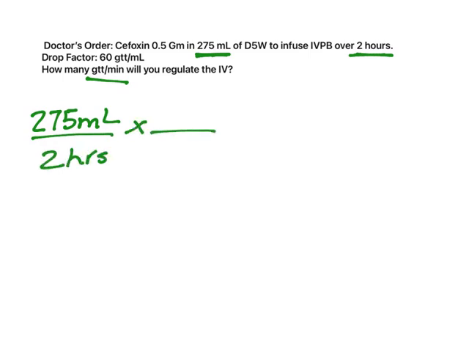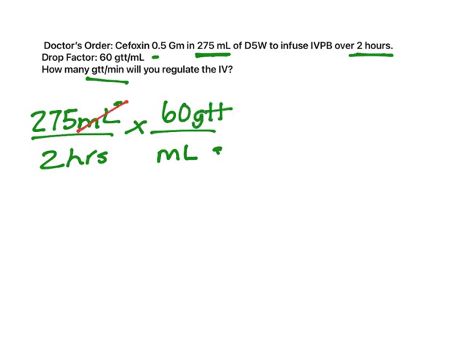All right, so we know that mLs need to cancel out and we know that hour needs to cancel out. So first, let's go ahead and cancel out our mLs. If mLs is on the top, mLs need to go on the bottom. So we go to our problem and we see that it has 60 GTTs per 1 ml. So ml is going to go on the bottom and 60 GTTs is going to go on the top.